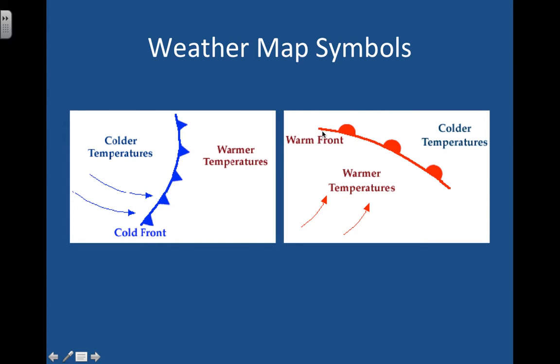A warm front is these circles, half circles, and warm air on this side is pushing cold air out of the way. So this is the direction the front is moving. A good way to remember it is the little points on the cold front are pointy like icicles, and the little half circles are warm like suns.